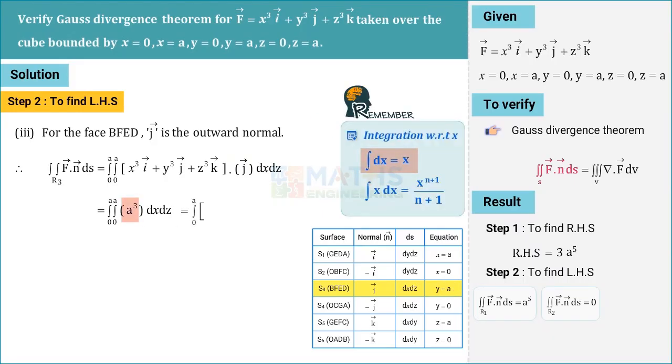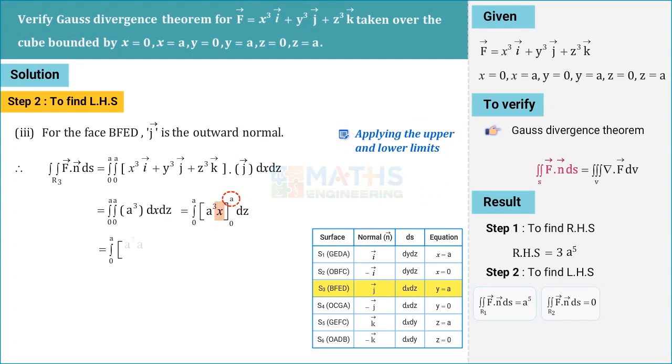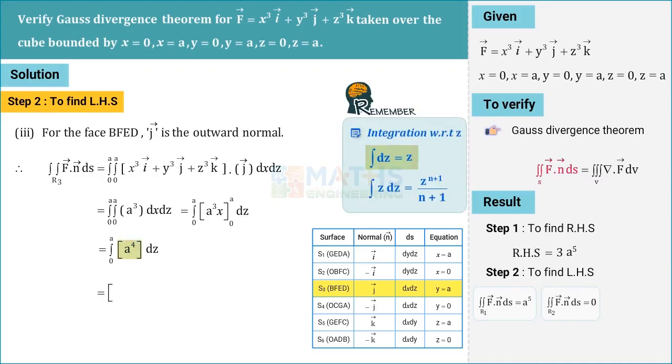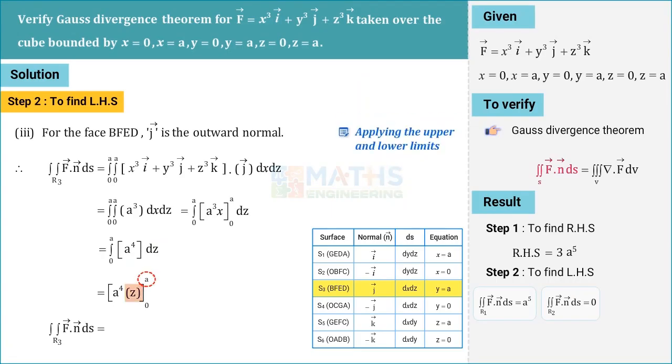Now we are integrating this with respect to x. a cube is a constant. Integral of dx is x. We replace the upper limit and lower limit in the place of x. What do we get? We get a power 4. Now we are going to integrate this with respect to z. a power 4 is a constant. What is the integral of dz? That is z. Now we replace the upper limit and lower limit in the place of z. We get a power 5. So the third surface value is a power 5.